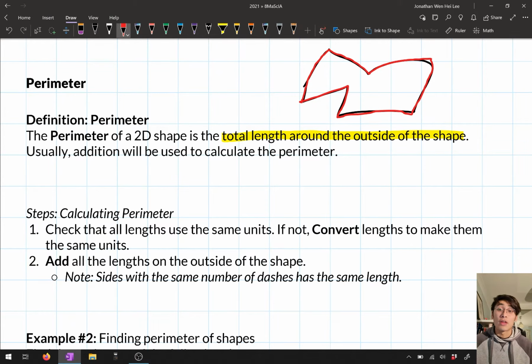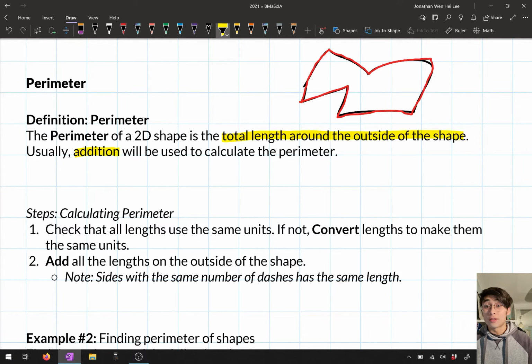So for example, if we thought of the garden plot at the back of J-block, that would be the same as finding out what is the total length around the whole garden plot on the outside. Now, there's an additional note that I have here. Addition will be used to calculate the perimeter. So most of the times you're going to be using addition to help you figure out what the perimeter is. Sometimes you might have a few other steps where you need to do a few different operations as well, but most of the times you're going to be using addition.